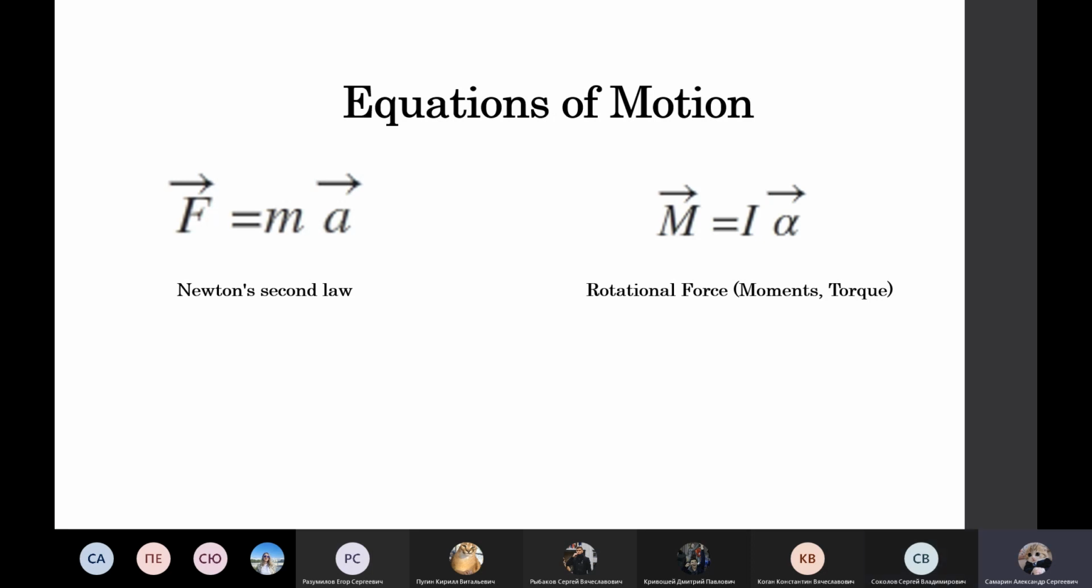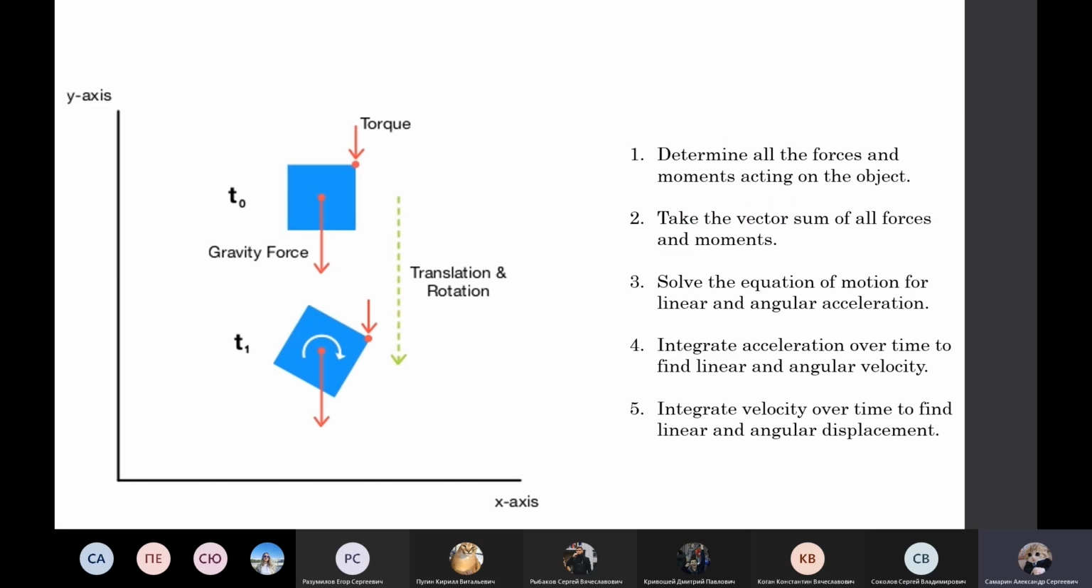It does it in a continuous cycle, which consists of the following steps. First, determine all the forces and moments acting on the object. Next, take the vector sum of all forces and moments. Next, solve the equation of motion for the linear and angular acceleration. Next, integrate acceleration over time to find the linear and angular velocity. And next, integrate velocity over time to find linear and angular displacement.